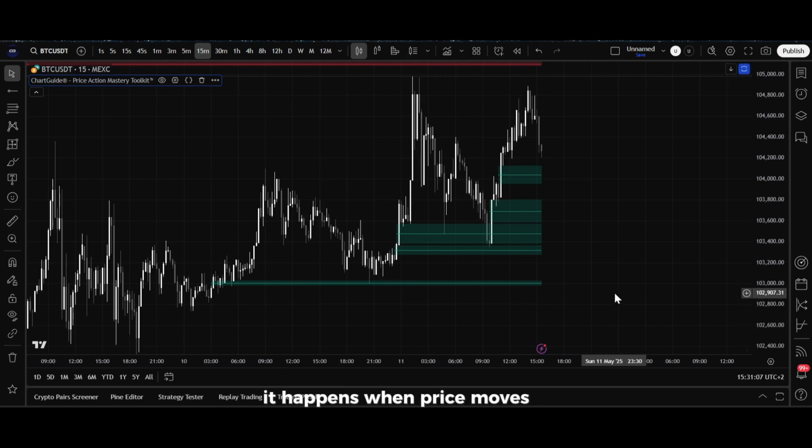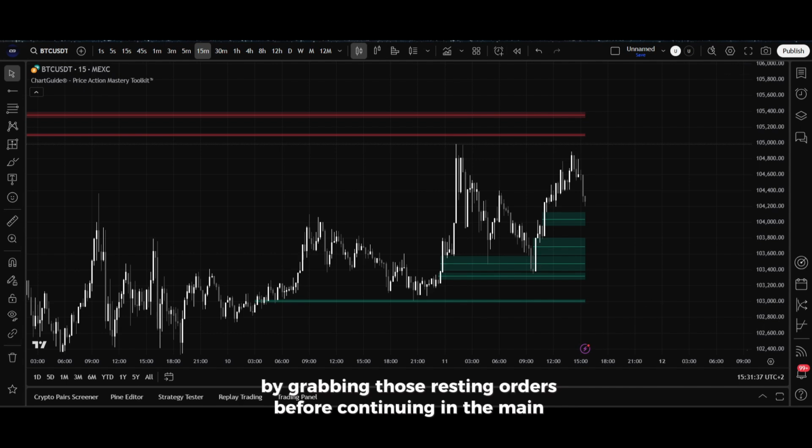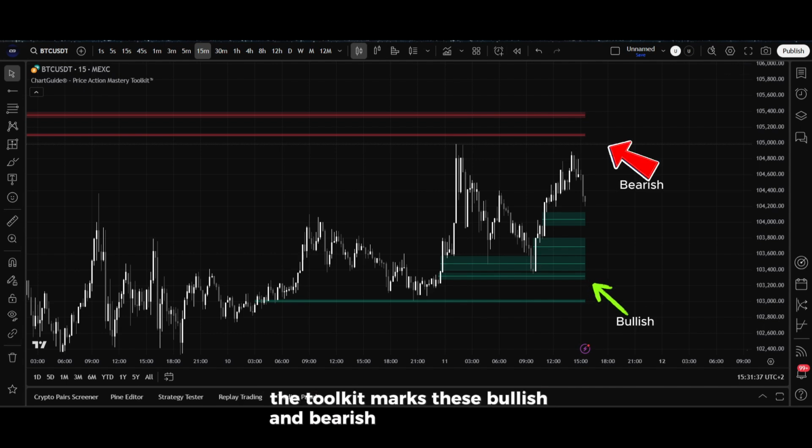It happens when price moves so quickly in one direction that it leaves a gap between candles, meaning not all orders were filled in that area. Price will often come back to that gap later to fill it by grabbing those resting orders before continuing in the main trend. The toolkit marks these bullish and bearish gaps automatically.